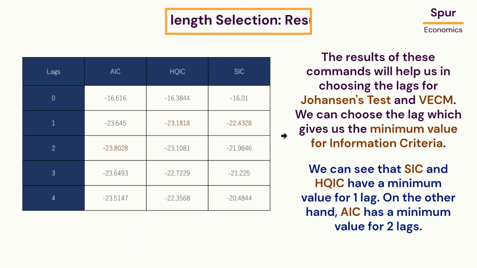The results of these commands will help us in choosing the lags for Johansen's test and VECM. We can choose the lag which gives us the minimum value for the information criteria. We can see that SIC and HQIC have a minimum value for 1 lag. On the other hand, AIC has a minimum value for 2 lags.